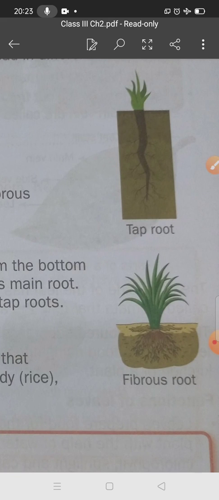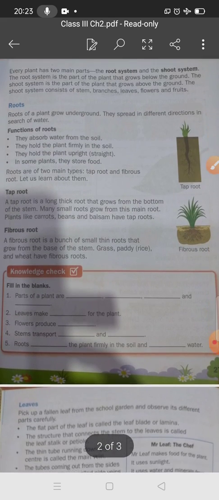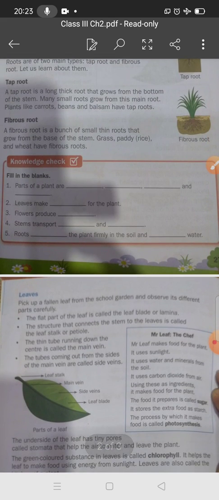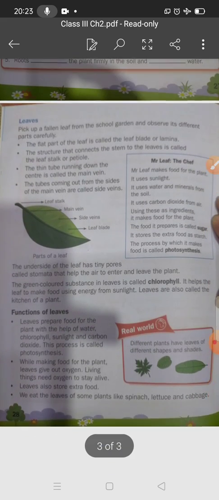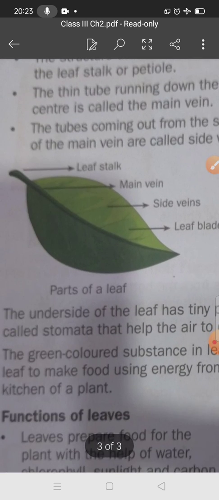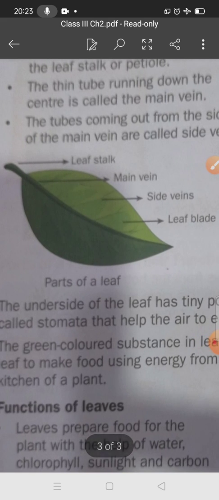Okay. Now students, we have also discussed this fill in the blanks in previous videos. I think you have understood about this. Now students, the next topic we will discuss is the leaf. Now you can see this is a diagram of the leaf. This is the leaf. Okay, this is the structure of the leaf.